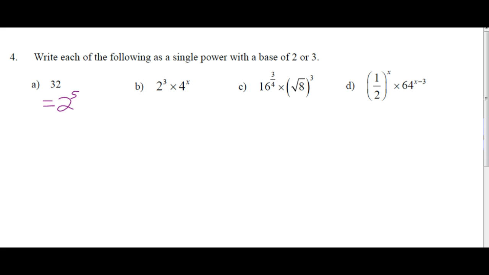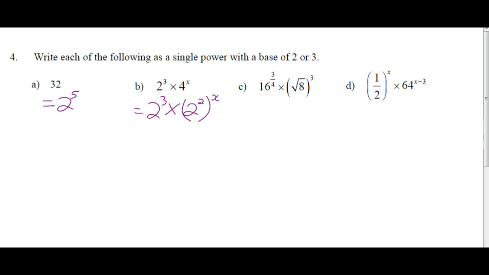Got 2 cubed times 4 to the x. Now, can we express 4 as a power of 2? So what's 4 if you're going to write it as a power of 2? So this is 2 cubed times, so instead of 4, we're going to write 2 squared to the power of x, right? Because it's 4 to the power of x.